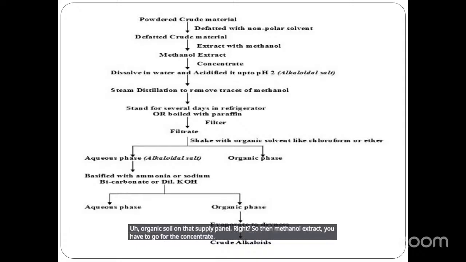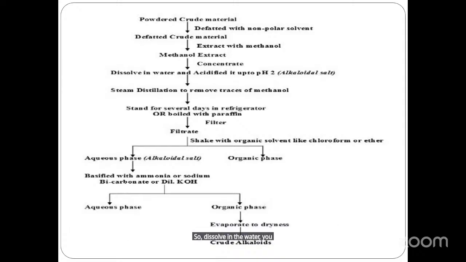Dissolve in the water, you have to acidify it up to pH 2, which is very acidic. So the alkaloidal salt, you will get it. Then go for the distillation, and that removes the trace amount of methanol. Particularly steam distillation, you have to stand for several days in a freezer and boil with the paraffin water, filtrate, shake with the organic solvent like chloroform or ether.